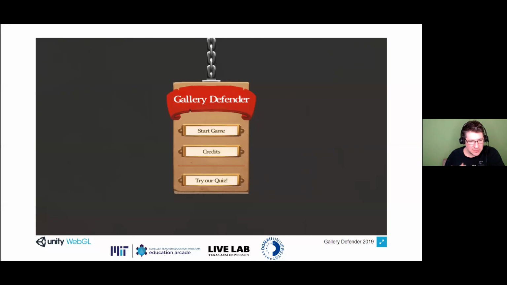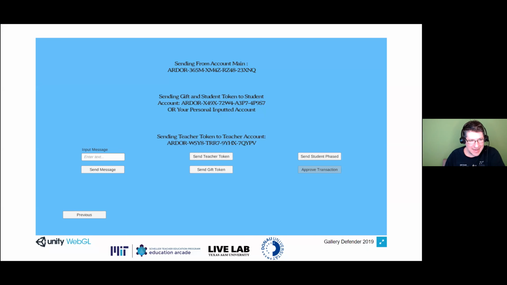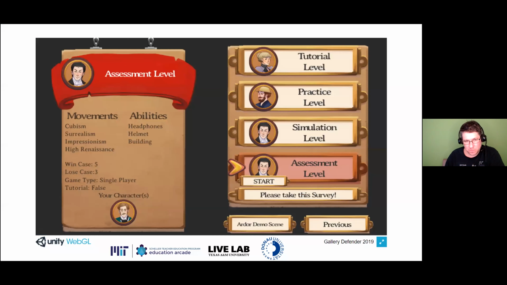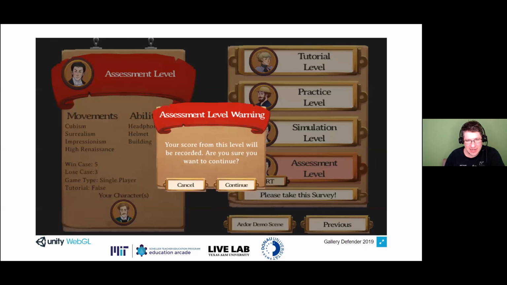So basically you start the game screen, then you can test everything without actually playing the game. And then you can either play the tutorial, you practice, you simulate the exam, or you go for the assessment level. And if you go for the assessment level, the game is giving you a warning that, listen, now your score is actually being recorded. You're getting graded. So for example, you only have 4 possibilities to do so. If by student law, for example, you have 4 possibilities to take an exam.